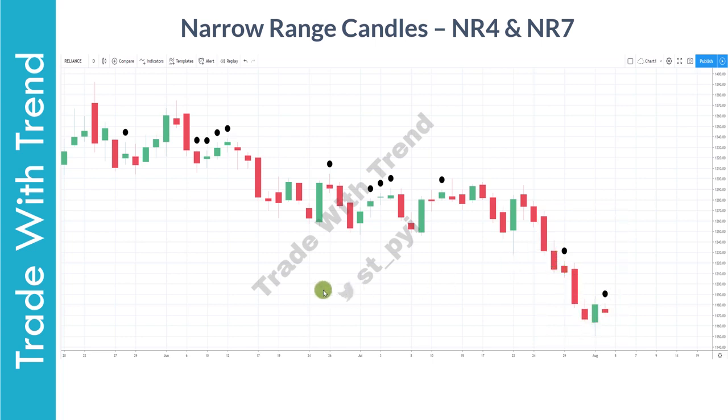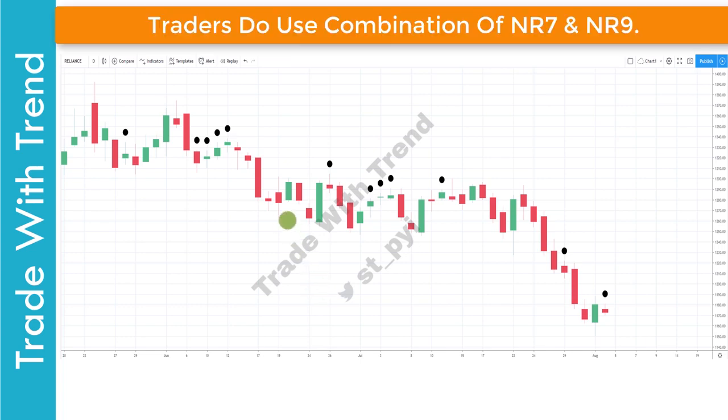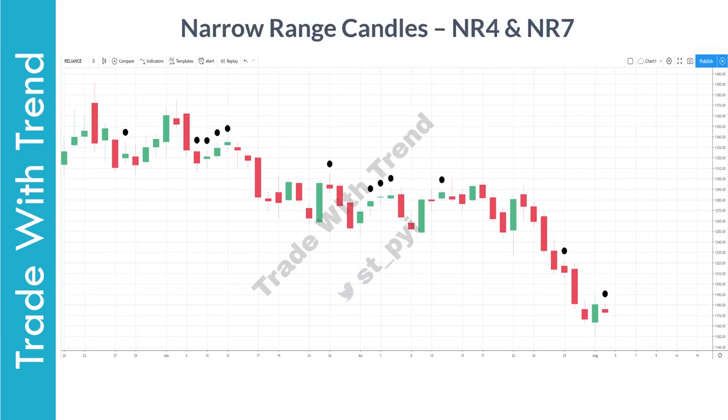Now NR4 and NR7 are two of the most common narrow range candle filters that are used in day trading. It is not that you cannot use any other narrow range filters, and I would definitely recommend that you experiment along these lines. I personally know a couple of really good traders who use a combination of NR7 and NR9 to trade in the stock market.